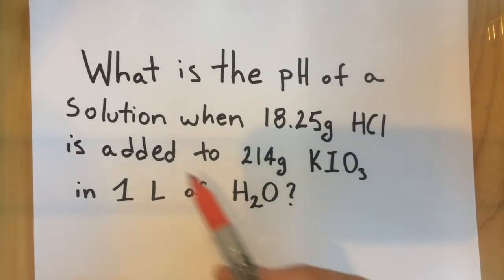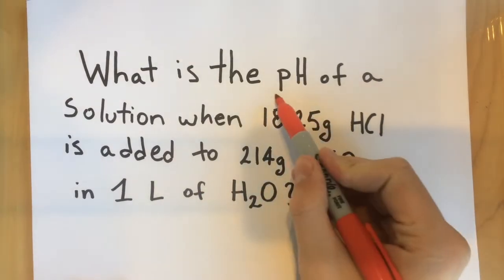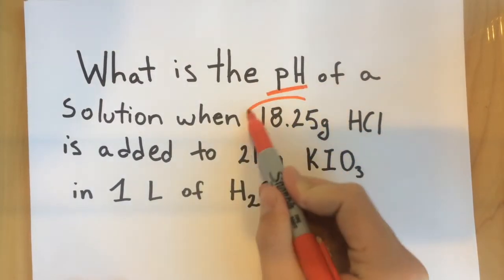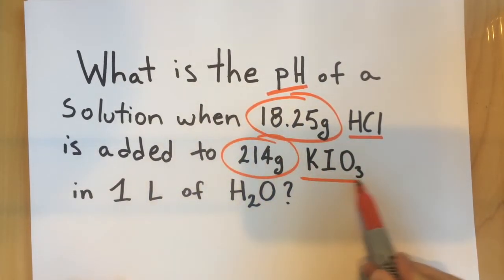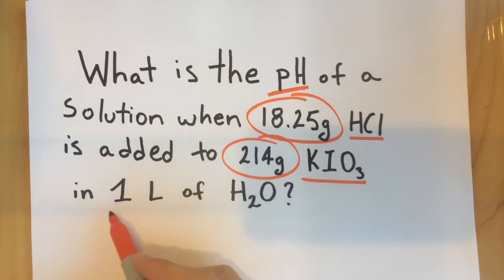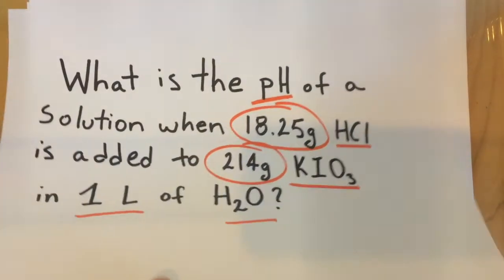So here we are asked the question, what is the pH of a solution when 18.25 grams of HCl is added to 214 grams of KIO3 in a 1 liter solution of H2O? We're going to start off by writing our balanced chemical equation.